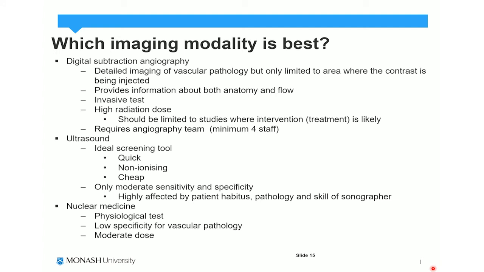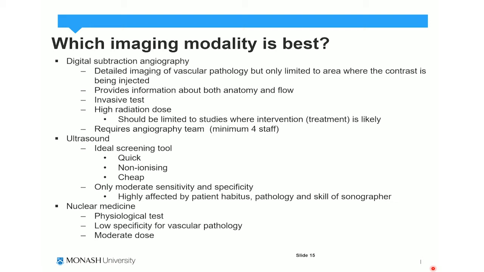I'm not going to look too into ultrasound and nuclear medicine, but I'll give you a brief overview of ultrasound. It's an ideal screening tool because it's quick, non-ionizing and cheap. It only has moderate sensitivity and specificity for certain vascular pathologies, and it's highly affected by the patient habitus, pathology and the skill of the sonographer.